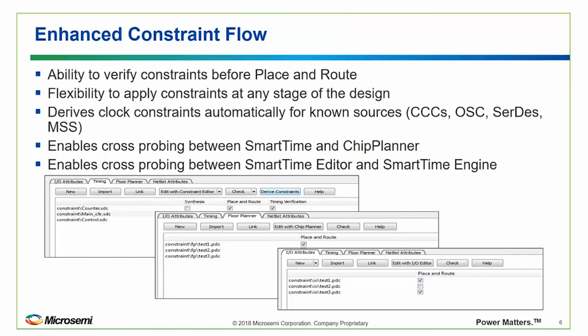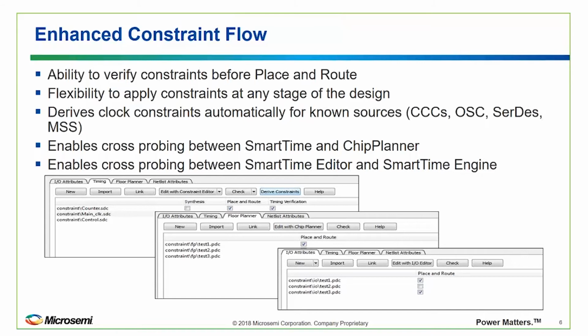We support cross-probing between some of the different tools. SmartTime is our static timing analysis tool, and you would use that to verify your timing after layout. You can cross-probe that with our floor planner tool, which is called Chip Planner, and that can be really useful if you're not meeting your timing because you can see exactly where the cells are placed on the die.